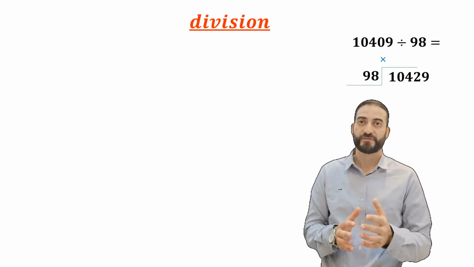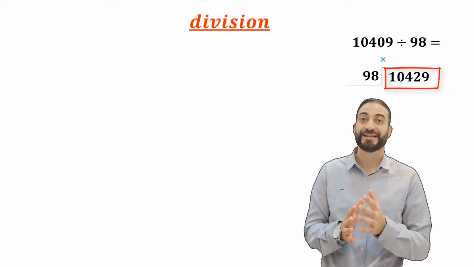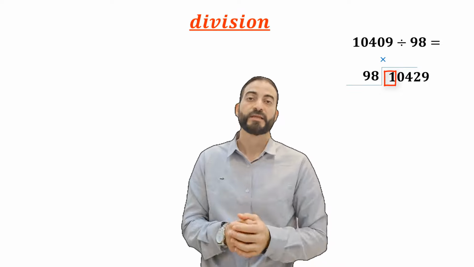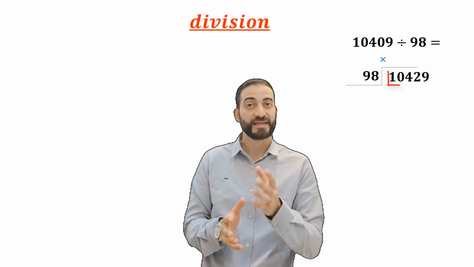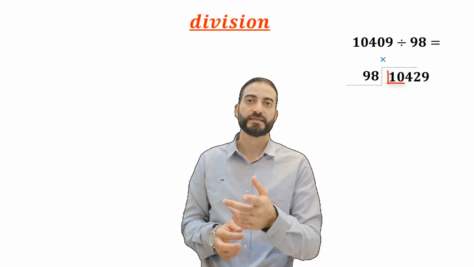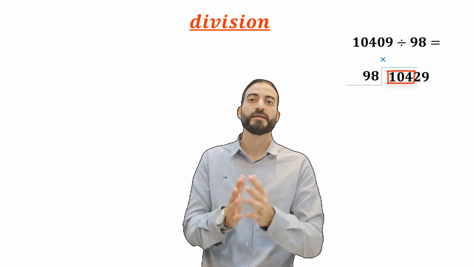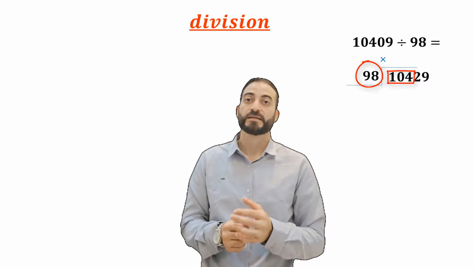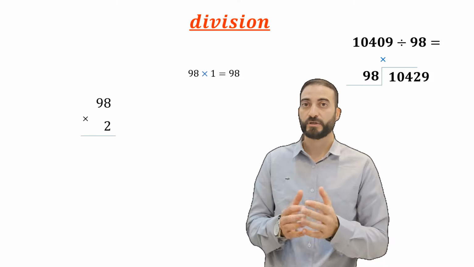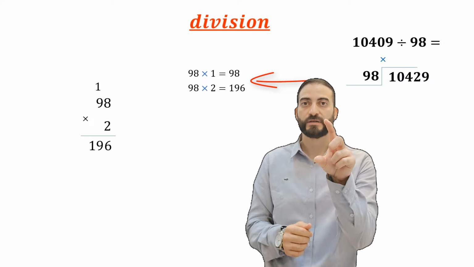Now we come here. The first thing we do is look at the dividend and go to the last number on the left. There is 1, which is less than 98. Also 10 is less than 98. So we must take 104 to complete the process because 104 is greater than the divisor 98. The second step is to write the multiplication table for 98. We notice here that 104 is here between 98 and 196.